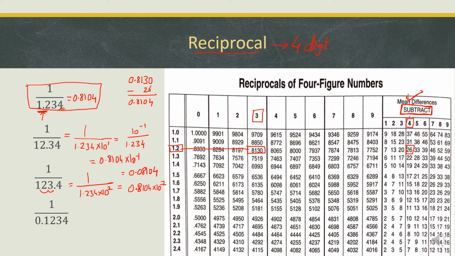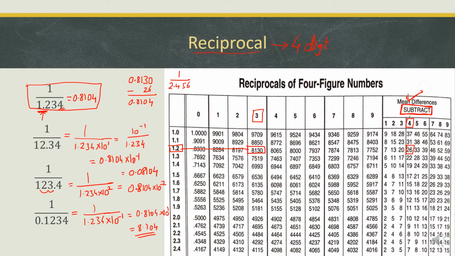Similarly, let us see one more example. Over here we need to shift the decimal to the right, so therefore the power will become minus 1. We know the ratio 1 by 1.234, which is 0.8104. 10 raised to minus 1 will go above and become 10 raised to 1, and the answer is 8.104.